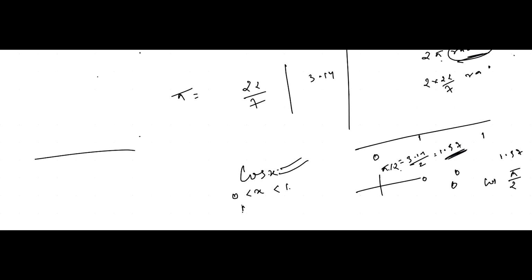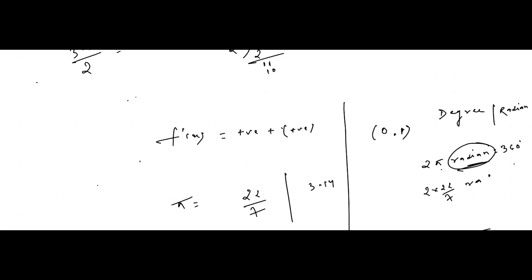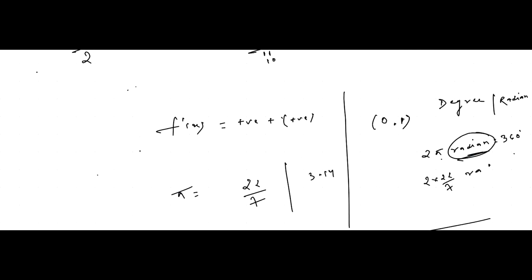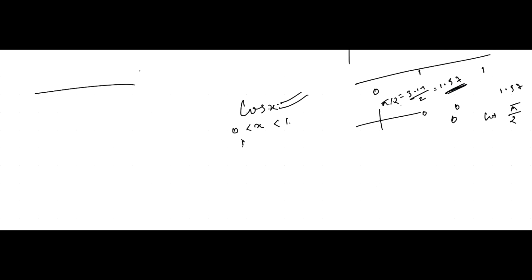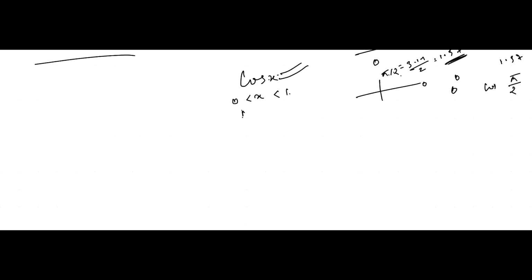So this is an increasing function, where f dash x is greater than 0, and f is increasing in the interval 0 to 1. Getting it, Fatima? Is it crystal clear now? Yes, ma'am. Let's do the next one.